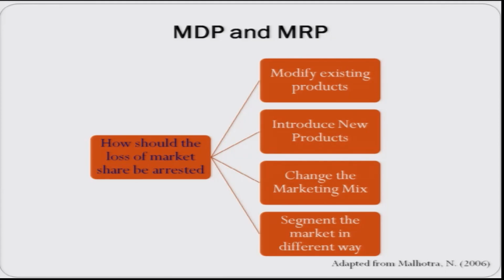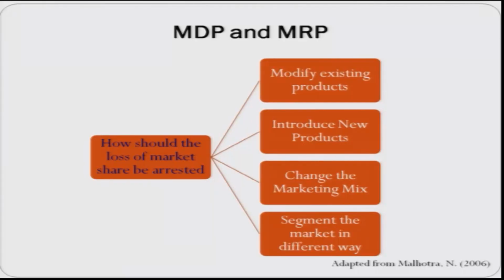Now, this retail chain management is seeing that they are losing market share. What could be the possible alternatives for arresting this loss of market share? The possible ways of resolving this management decision problem could be to modify existing products and product lines. You can also introduce a new product. You can change the marketing mix.